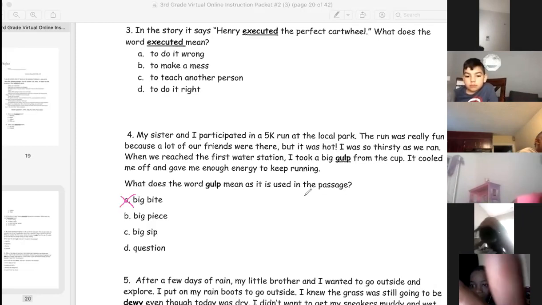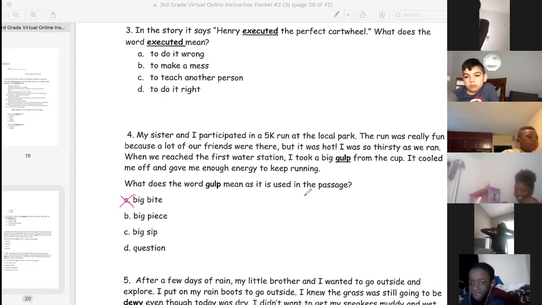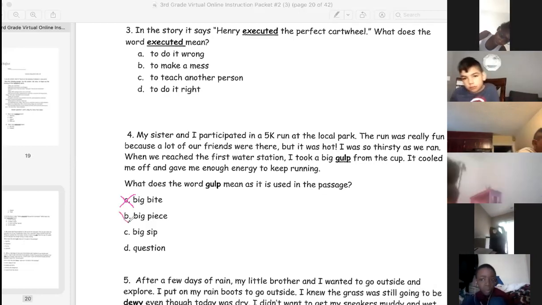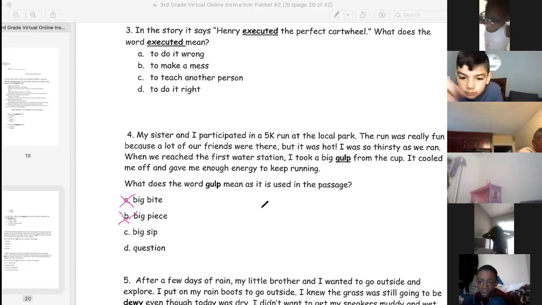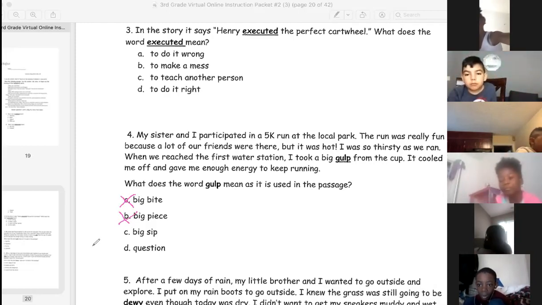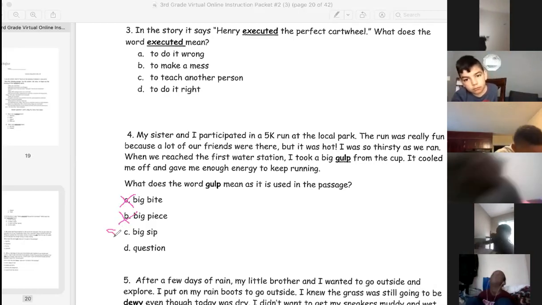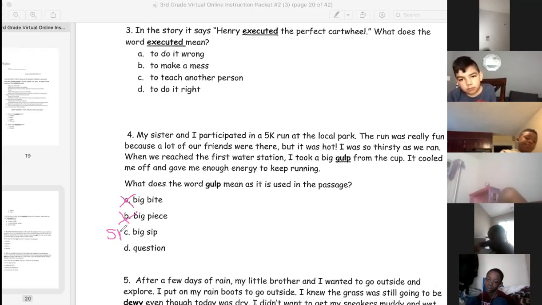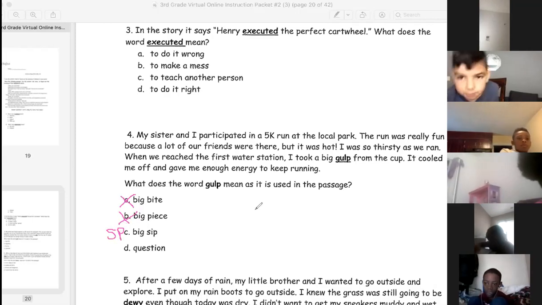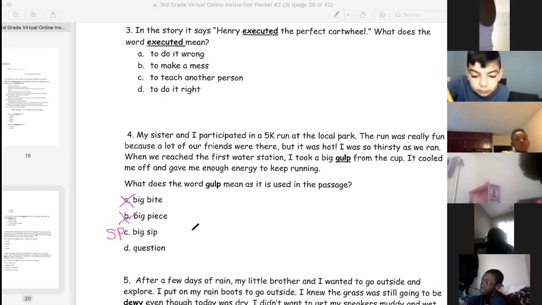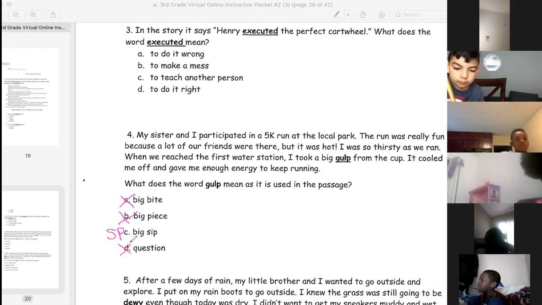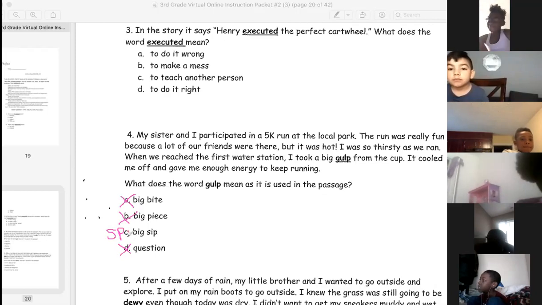Good. What about B? B, she's not taking a big piece because you can't take a big piece out of water. Good. What about C? A big sip, that's a strong possibility because she's drinking water and she was really hot and thirsty and she took a big sip. Good. And what about D? D, you can't do that. Just cross it off because can you take a big question from a cup? No, because there's not a question mark in the cup. Good. So C is our answer.